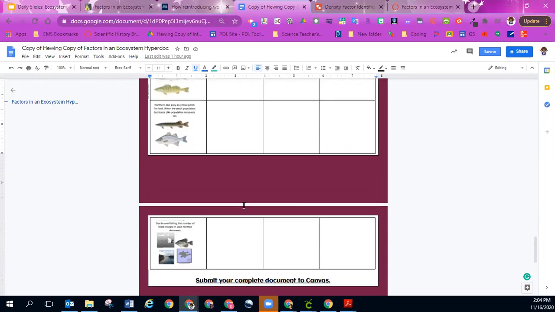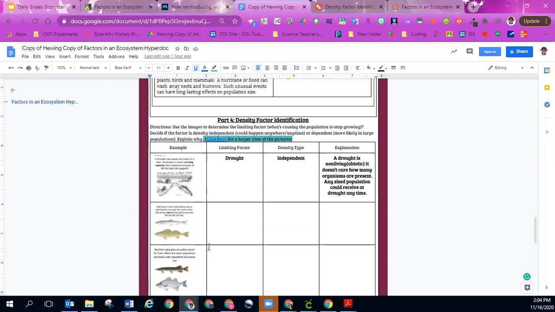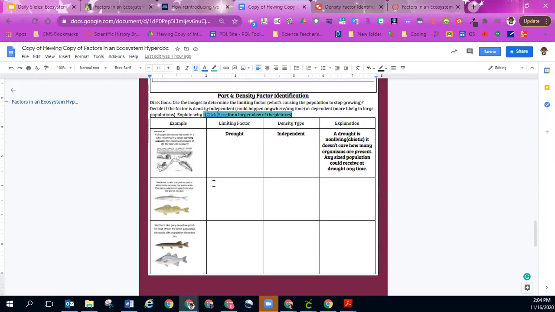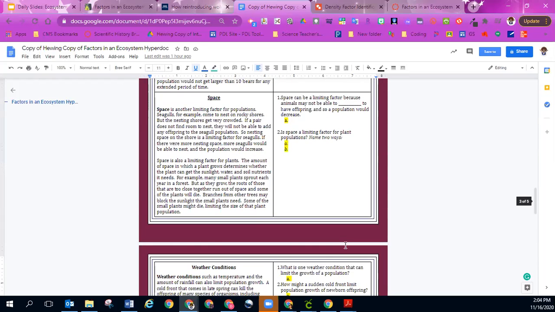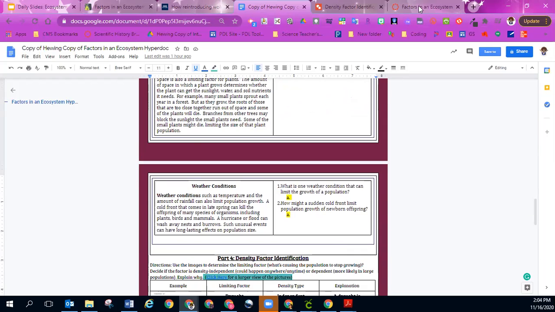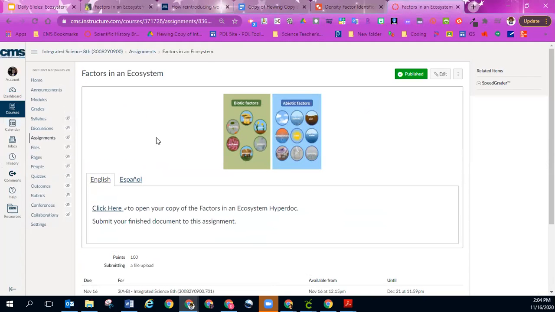So you're going to use these pictures to identify your other factors. What is the limiting factor? What's the density type? And explain your choice for why you chose that one. And then you'll be done. Once you are finished, you will turn it into the factors in the ecosystem assignment that is on Canvas, and you will be good to go.